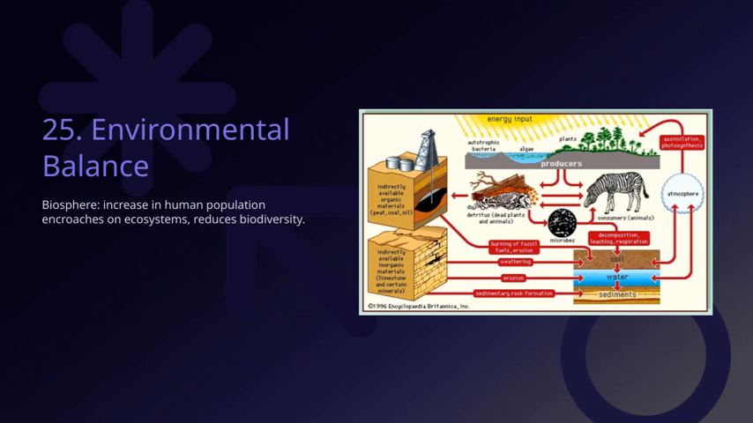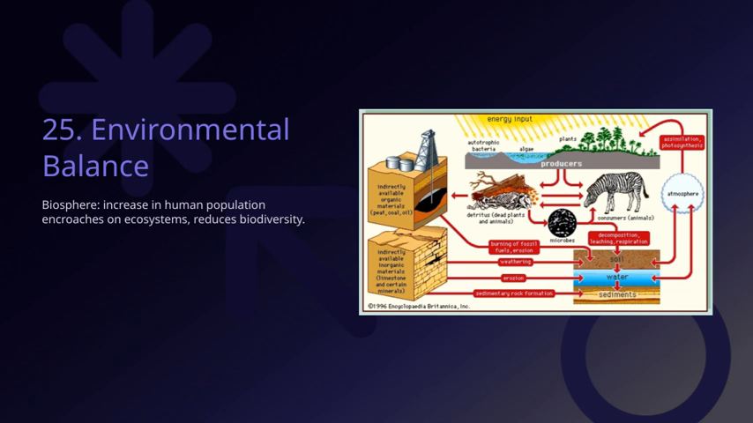Let's talk about the biosphere and how human activity impacts it. As the human population grows, we tend to encroach more and more on natural ecosystems. This means we're expanding cities, agriculture, and industry into areas that were once untouched. Unfortunately, this encroachment often leads to a reduction in biodiversity, meaning fewer species can survive in those habitats. This is a key point because maintaining biodiversity is essential for a healthy, balanced environment.